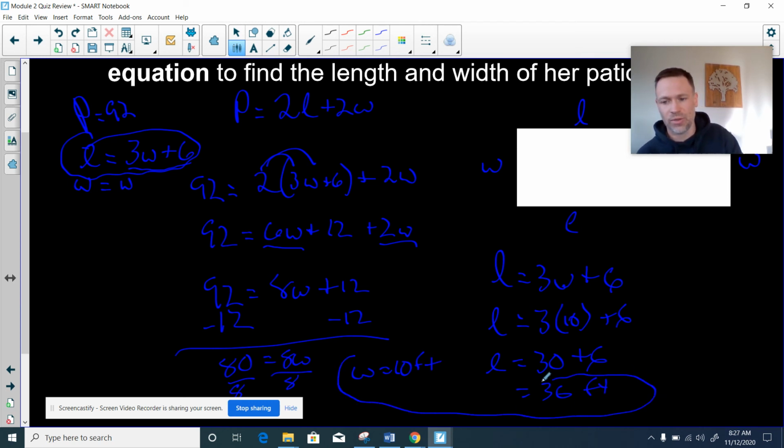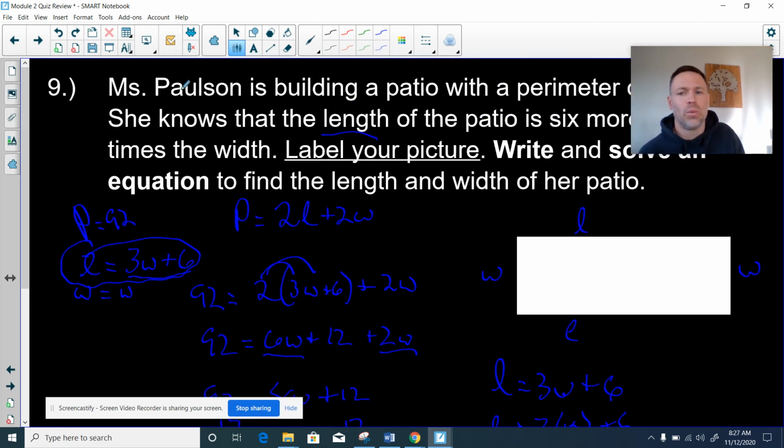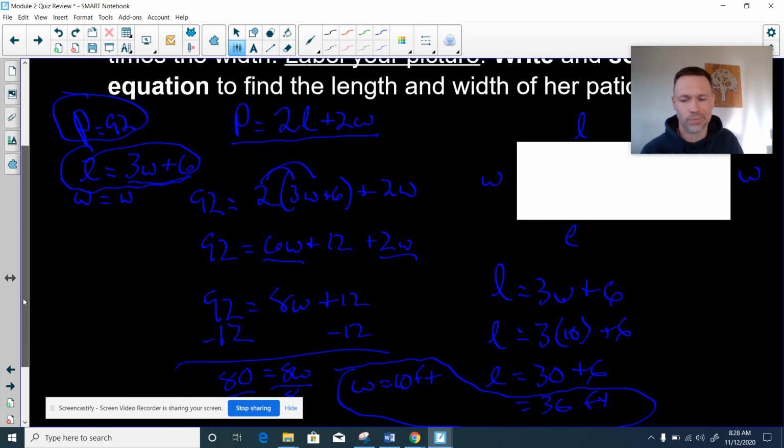So, 10,000 foot view of this problem. What did we do? We looked at this as a perimeter problem. We found out that the perimeter was 92 just by reading. We interpreted that the length was 3W plus 6 because it said that it's 3 times the width and 6 more than that. We don't know anything about the width, so we just say W equals W. This is our perimeter formula we've talked about extensively. And then all we did was substitute all that information in and solve the equation.